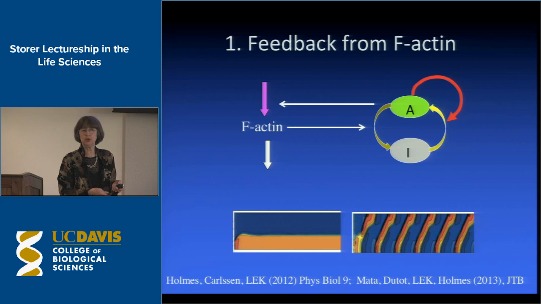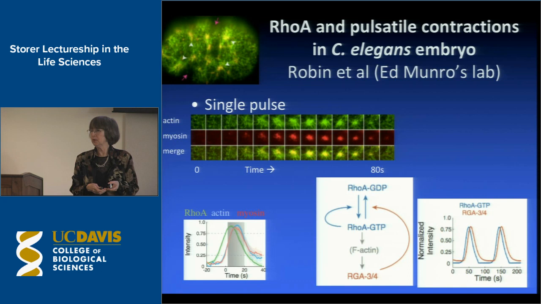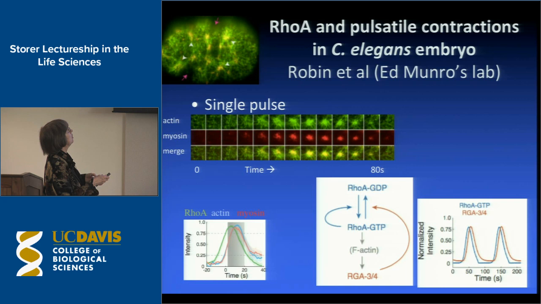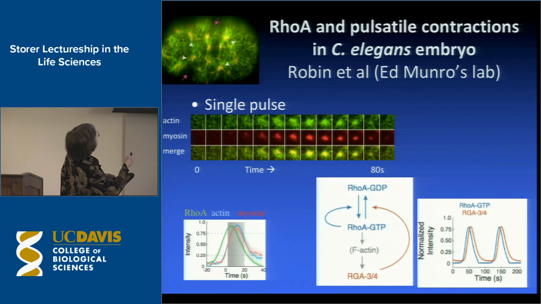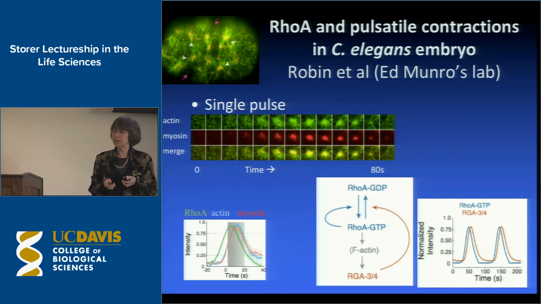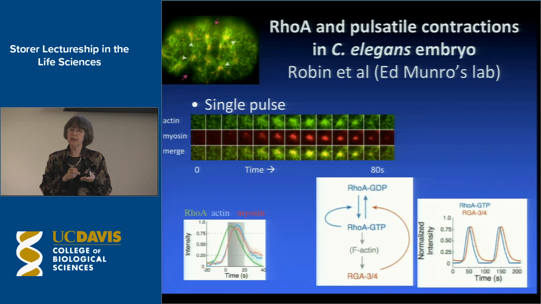So at the time, this was a purely abstract model, but it turns out that this actually applies in a real system to some extent. And so this is work from the lab of Ed Munro. Robin is the lead author here. Ed studies C. elegans embryos, and he looks at clusters of contractile actomyosin that appear and disappear on the time scale of, I think, seconds. You can see one pulse here as it grows and shrinks in time: actin, myosin, and this is the merge. And he's been able, on a single molecule basis, to track the actin, the myosin, the Rho, and a GAP, a protein that inactivates Rho.